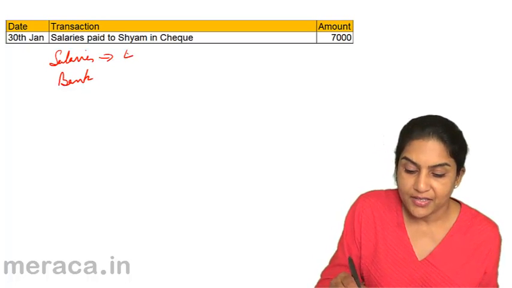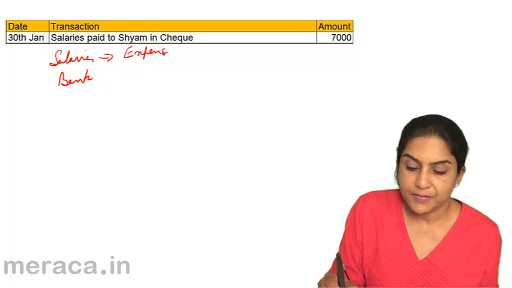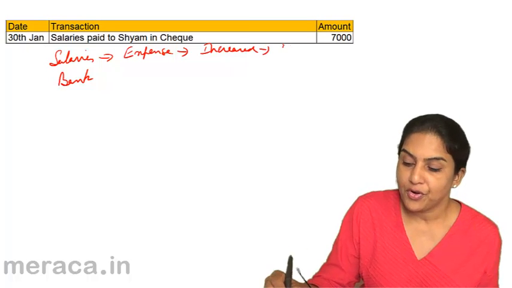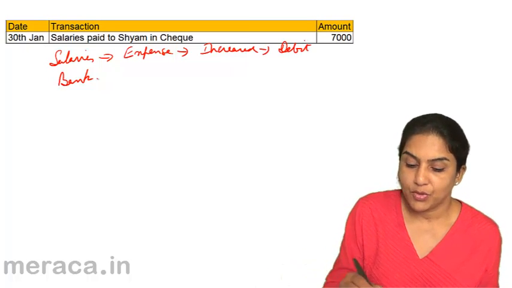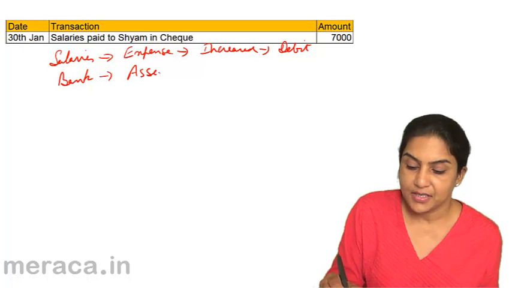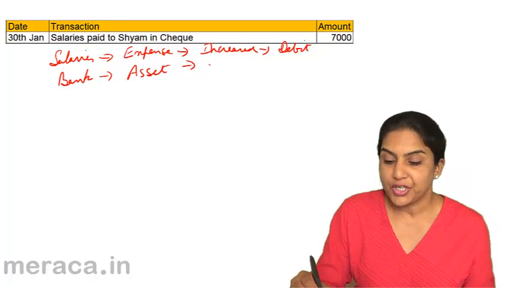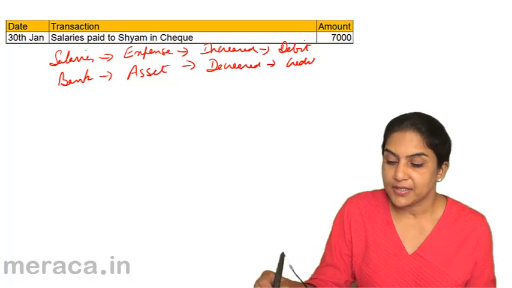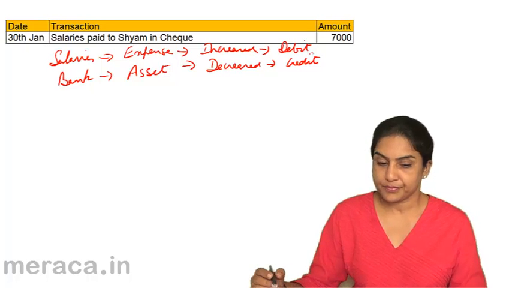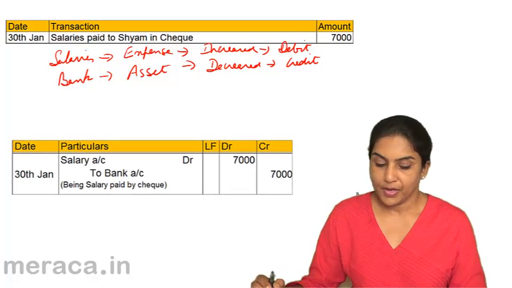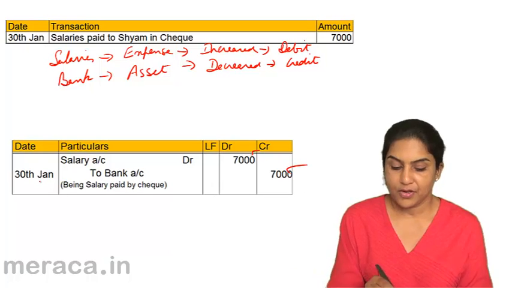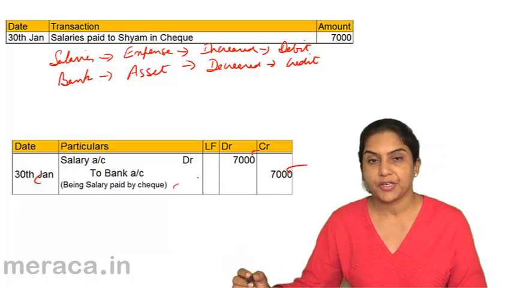So what is salaries? Salaries is an expense. Expense has increased. Therefore, debit. What about bank? It's an asset. But what has happened? We issued a check. So it has come down, decreased. Therefore, that's a credit. Salary account debit to bank 7,000. On the date, short narration.